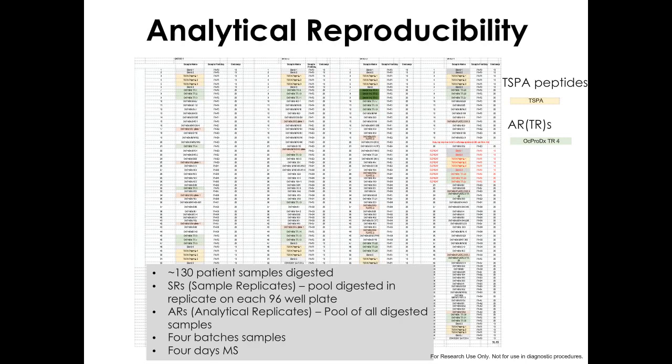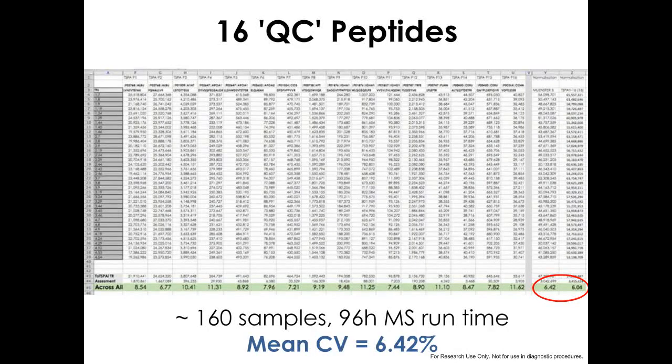If we now measure the area of those 16 QC peptides, we can see that the average CV over 160 samples, that is 96 hours of mass spec runtime, is around 6.5%. So that demonstrates the robustness of these particular assays for the QC peptides.